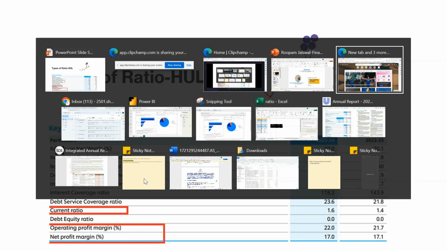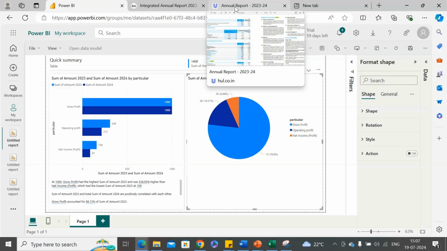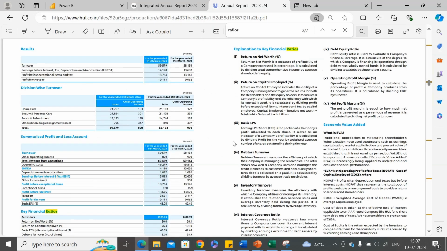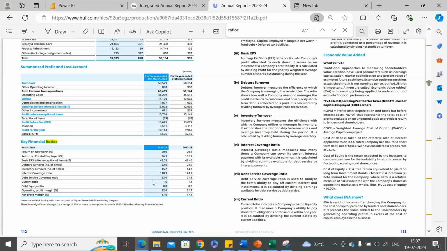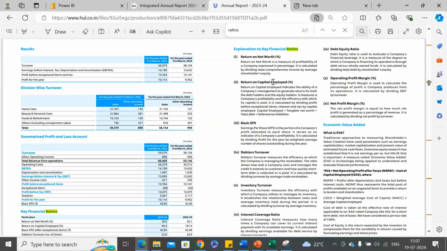Yeah, this is the annual report of HUL, which you can see here. You can see they have given the key financial ratios, the same screen I have given over here. You can see the net profit margin ratio, and they have given their current ratio. All this they have given, right? When you look into their ratios, they have also shown how they have calculated them. For net profit margin, they say it is how much net profit is generated as a percentage of revenue. This is done by dividing the net profit by turnover, revenue, or sales.